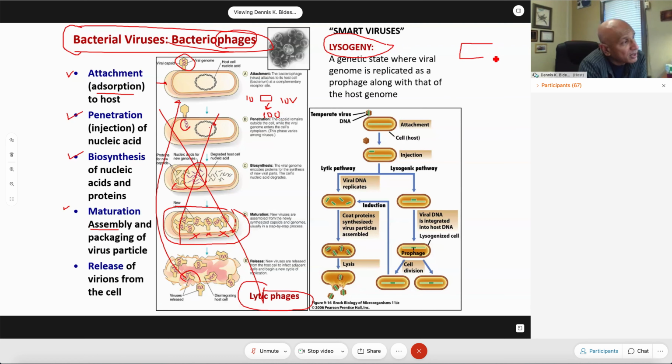Imagine if I have a bacterial cell, here's the chromosome, and here's the virus or the viral DNA. That bacterial cell can undergo multiple divisions. In other words, now I can have 1 million cells. And so I have 1 million cells now with a virus in there. So the virus coexists along with the bacterial genome. Remember, that's called a prophage.